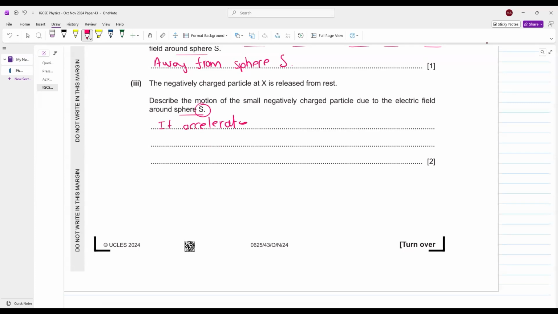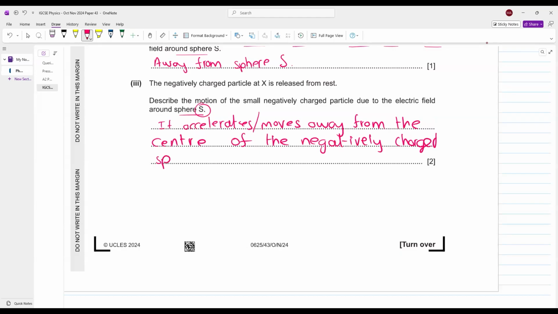or moves away from the center of the negatively charged sphere S. Simple. Let's further move ahead.